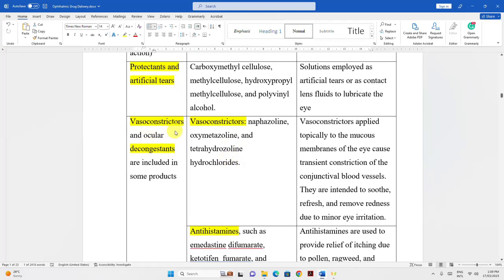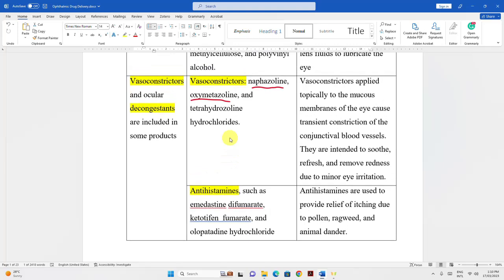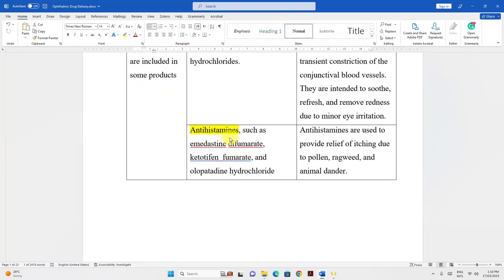Vasoconstriction, and if you remember the redness of the eye, we can use decongestants or vasoconstrictors that cause the constriction of blood vessels, and by doing so it reduces the redness in the eye. These include naphazoline, oxymetazoline, and tetrahydrozoline hydrochlorides. For antihistamine, that can be given in the case of allergy, to relieve itching that results from pollen, etc. and animal dander, which is the fur of the animal.